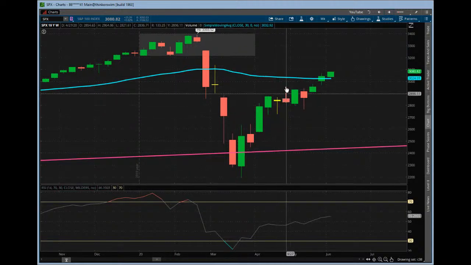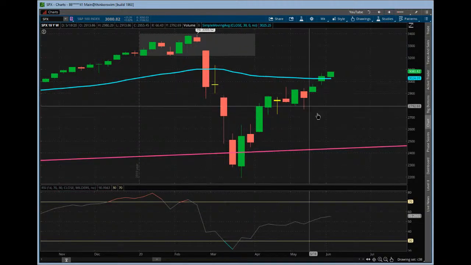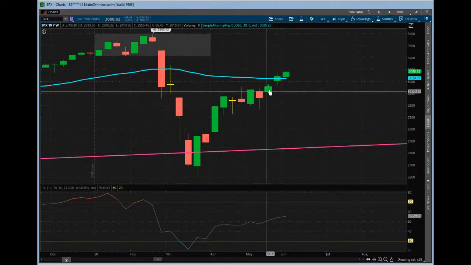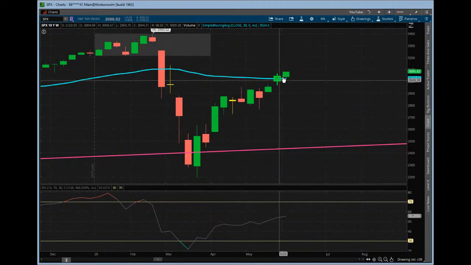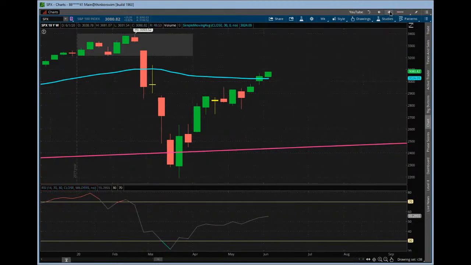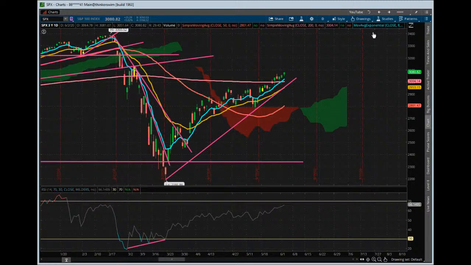A couple little down days, a little scary here with the upper shadow at the Harami cross, but then we put a lower shadow off of that and then cleared it, pushed above it, and here we are above the 30 weekly moving average. Pretty impressive stuff.